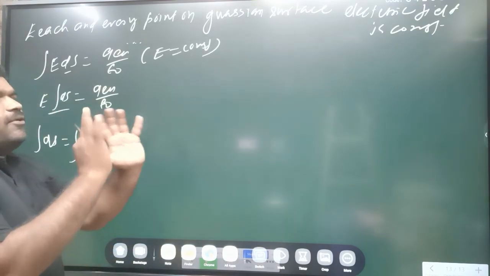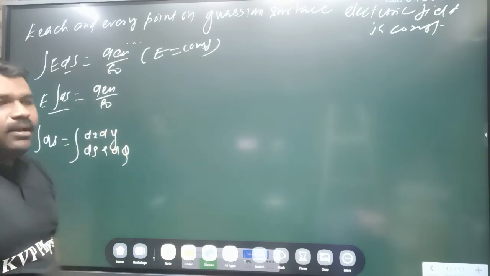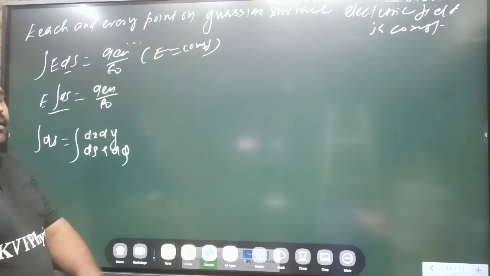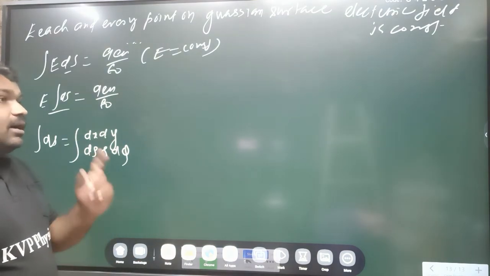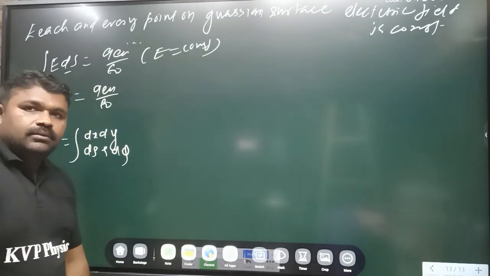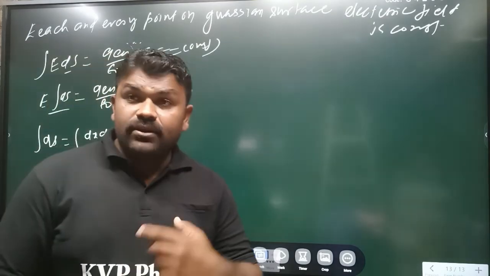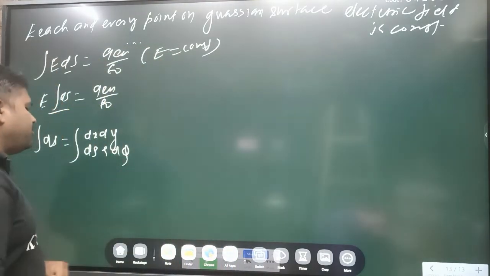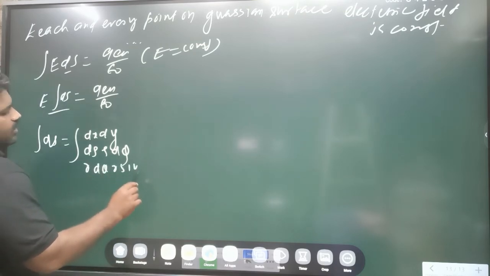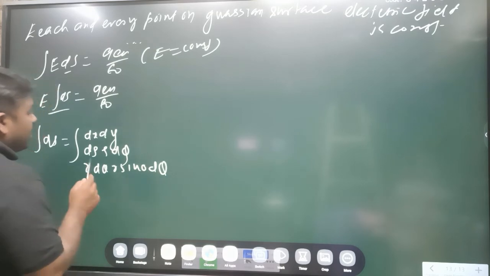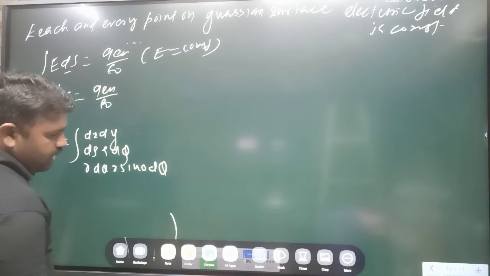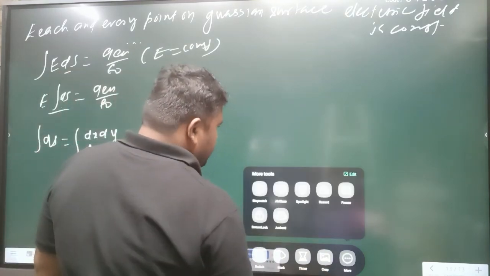On the surface, r is constant. Which components are variable on the surface? Theta and phi are variable. Yes or no? The length elements for theta and phi are r d theta and r sin theta d phi. Got it? Here r is constant, hence we can take r as capital R.